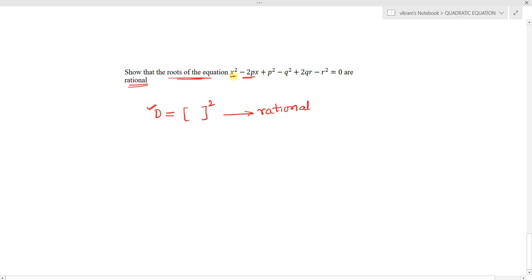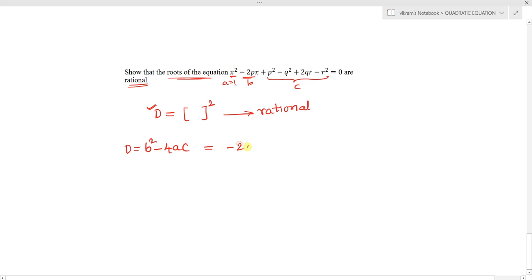Okay, now if we compare with ax square plus bx plus c, this total term is constant. Then what is b here? B is nothing but minus 2p, a is equal to 1, and this total term is c. Now the discriminant is b square minus 4ac. We are finding the discriminant b square minus 4ac.